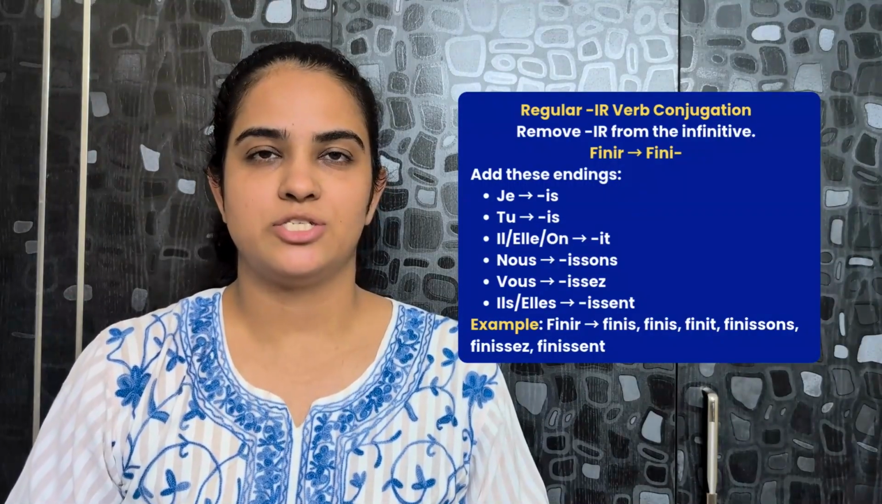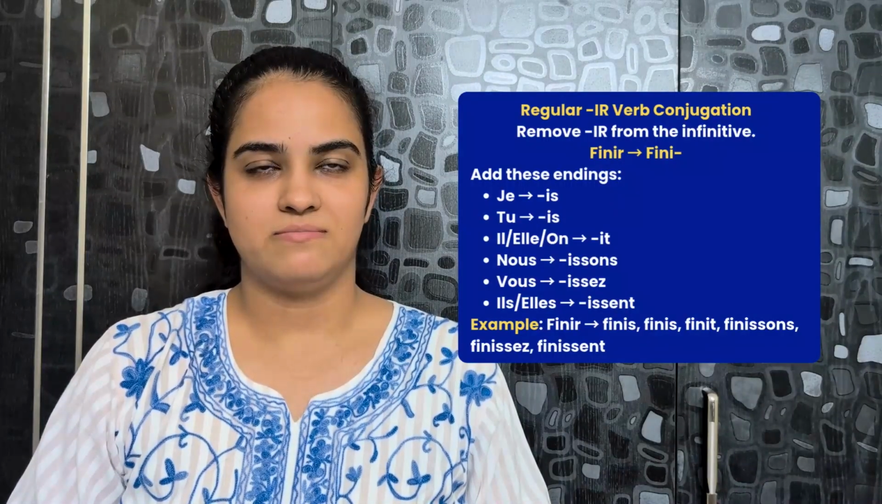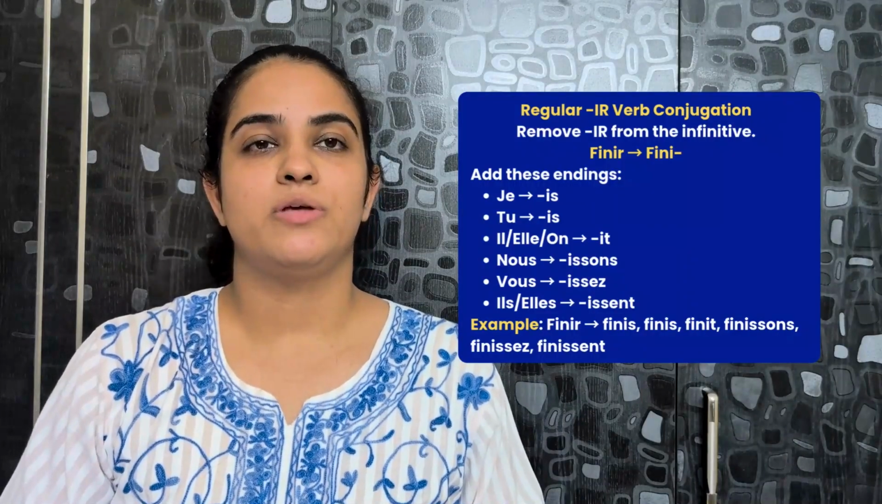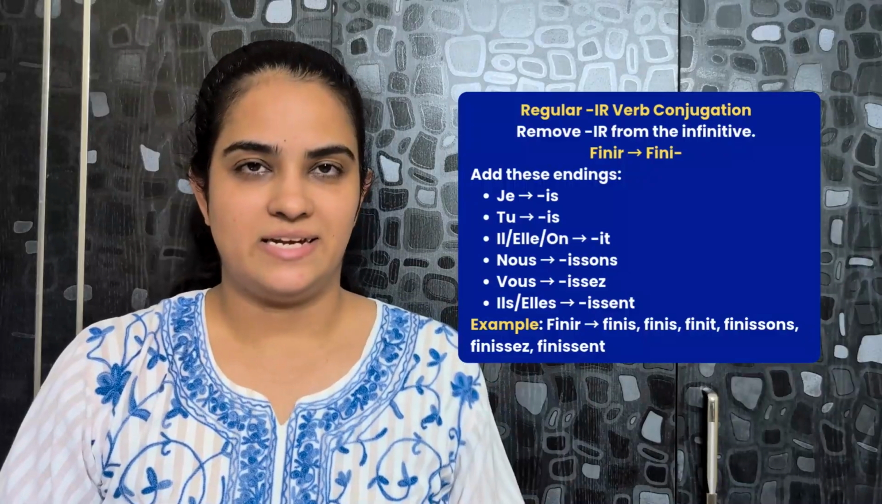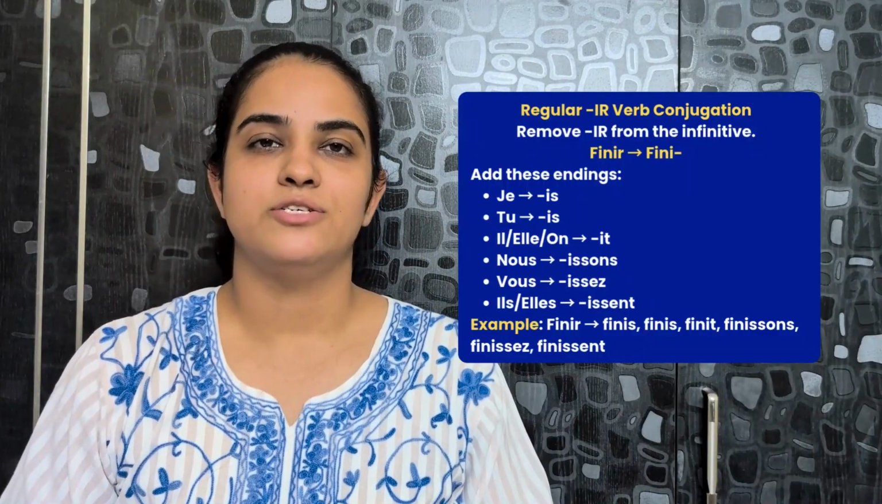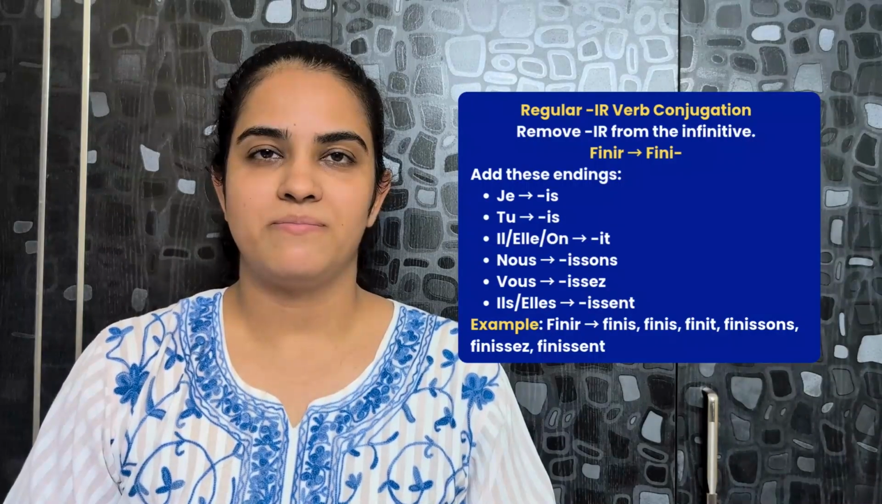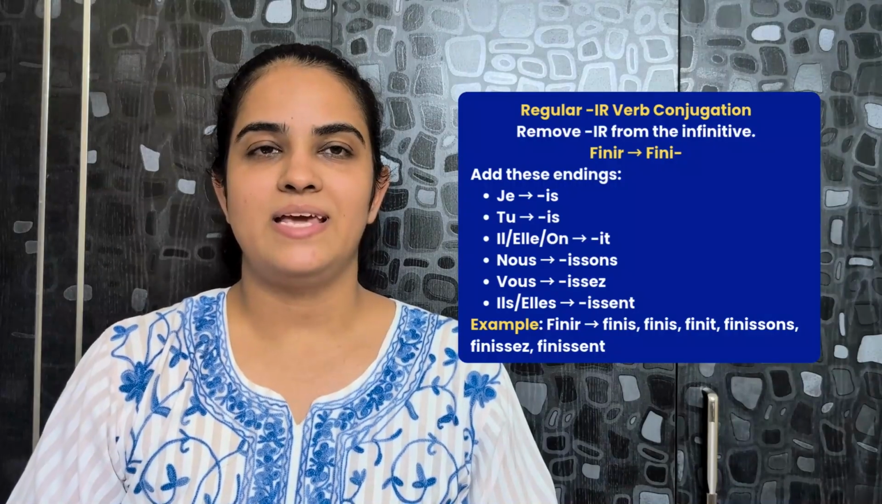We'll start with the discussion of IR ending regular verbs. They follow the same pattern, like finir, for example. So in this, you remove the IR ending and you add these endings in order to conjugate it, which makes it je finis, tu finis, il, elle finit, nous finissons, vous finissez, ils, elles finissent.